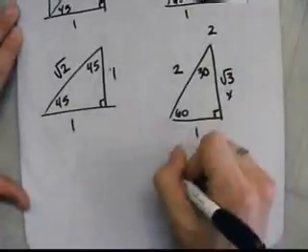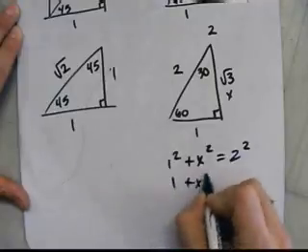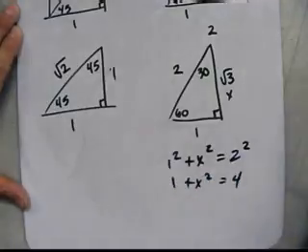If let's say this was x, it would be 1 squared plus x squared equals 2 squared. 1 squared is 1, plus x squared equals 4. Subtract 1 to get 3, square root.